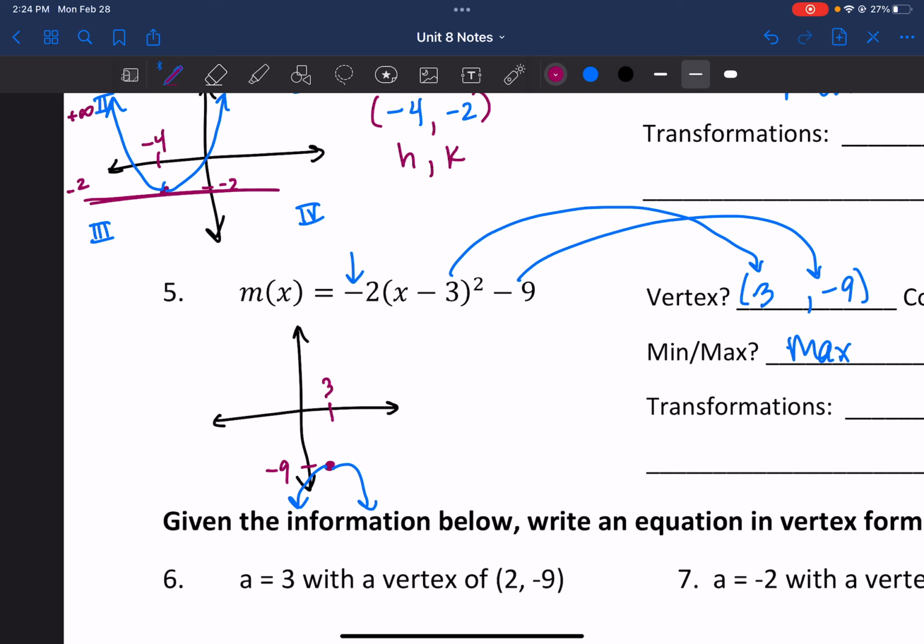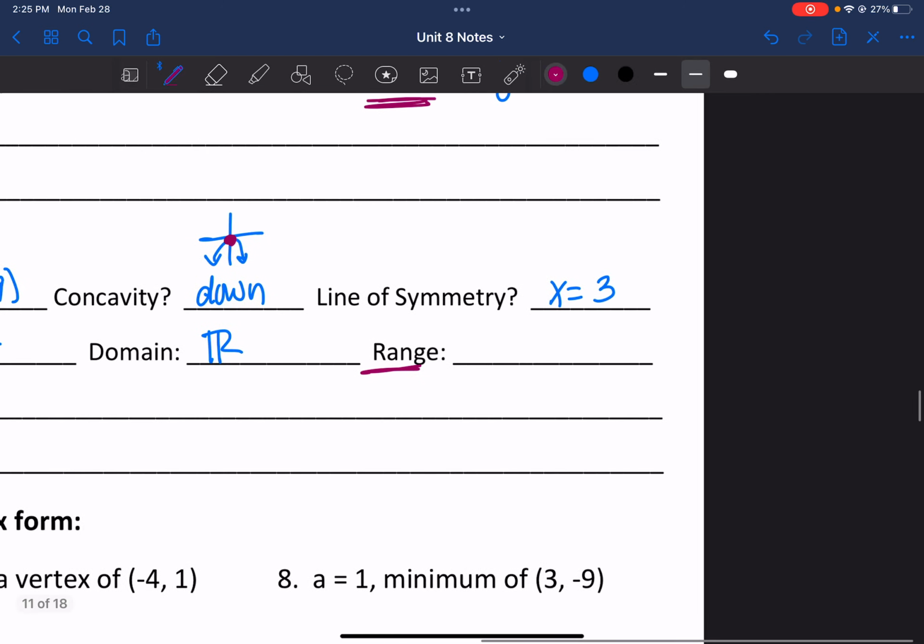So let's go ahead and find my range. Do my y values have to be less than or greater than this -9? If I'm at -9 and my graph is going downwards, my y values have to be less than -9, right? So all y values less than or equal to -9. Bam, that's it.